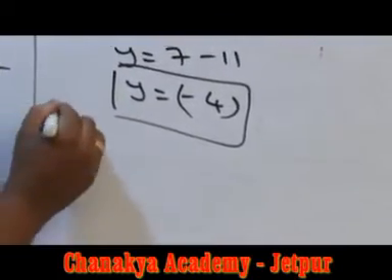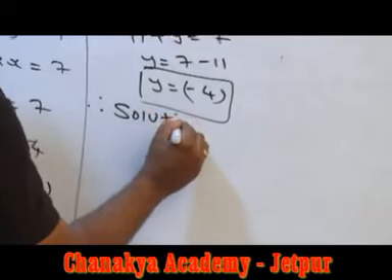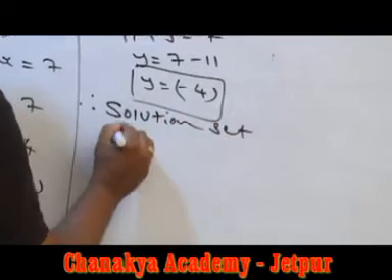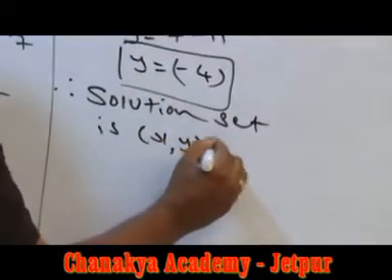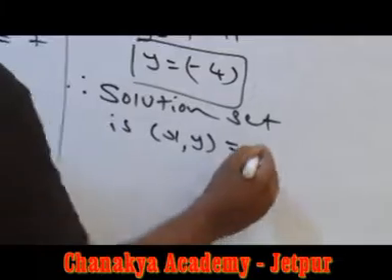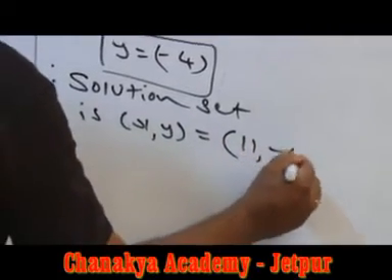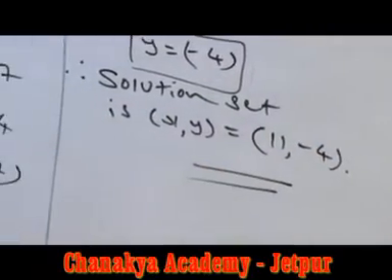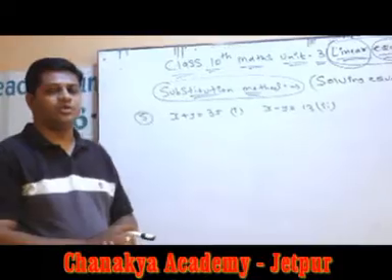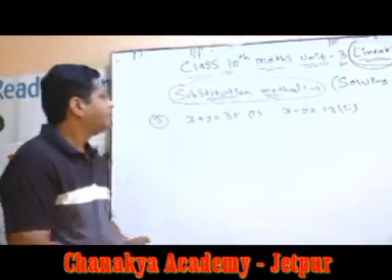Therefore, solution set is x comma y equal to value of x 11 and second value of y is minus 4. Okay students, we have completed here. Okay students, now moving to next question.